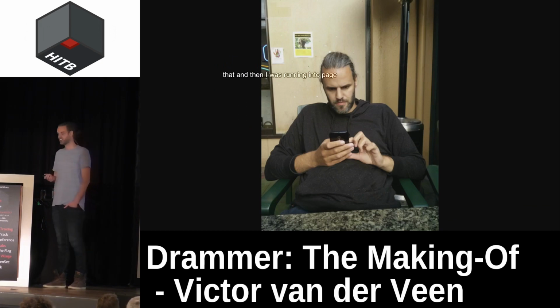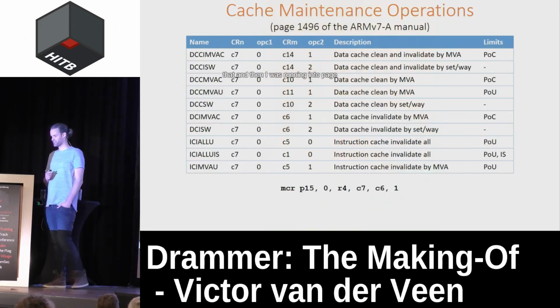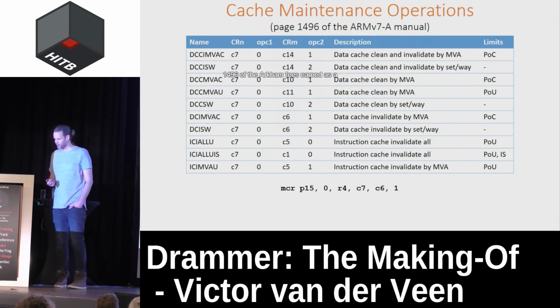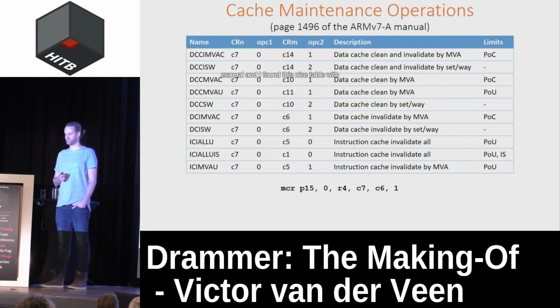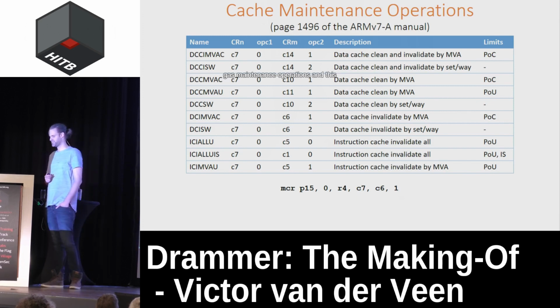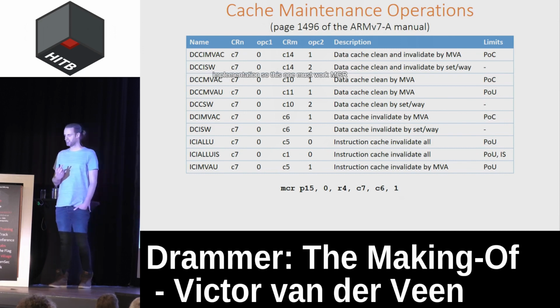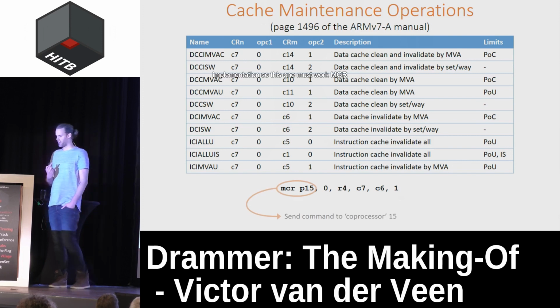So I did that, and then I was running into page 1496 of the ARM v7-A manual, and I found this nice table with cache maintenance operations. And this instruction below is the instruction that I was using in my own implementation. So this one was working.